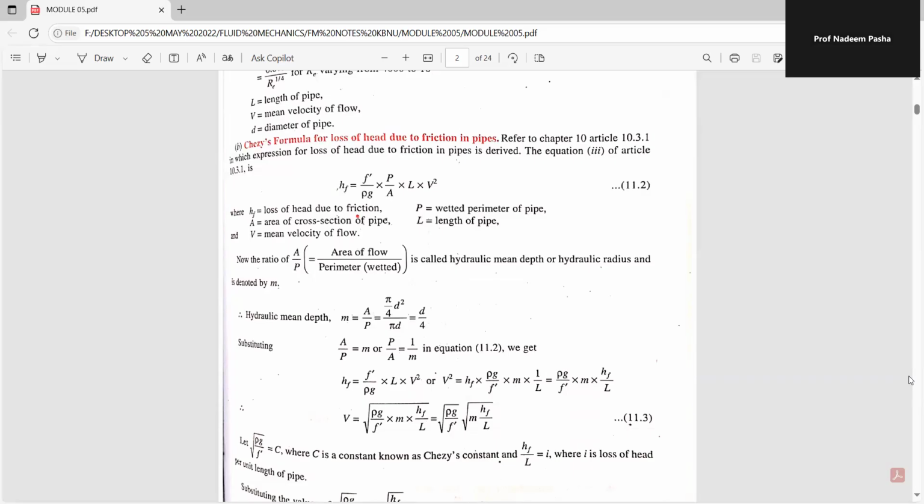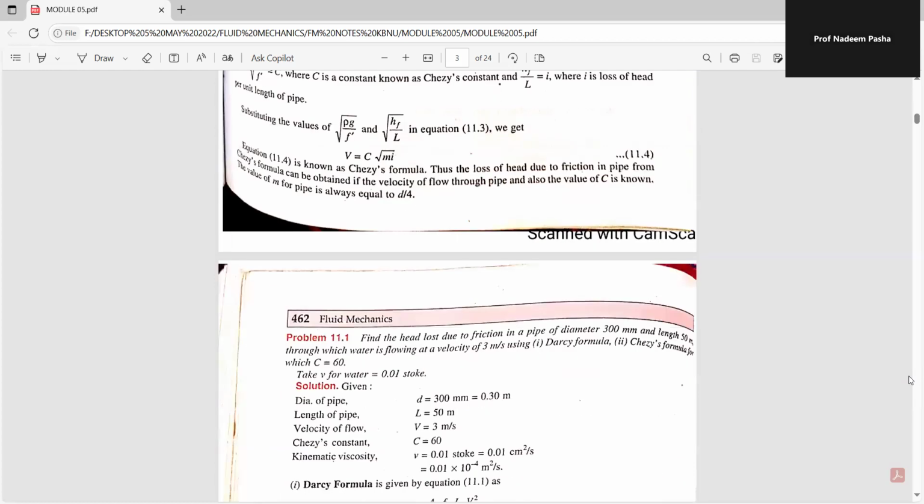Let under root rho g by f dash be equal to C, where C is a constant known as Chezy's constant, and hf by L is equal to i, where i is the loss of head per unit length of pipe. So substituting this value, what will we get? Substituting the value of rho g by f dash and hf by L in equation 11.3, we get equation 11.4, that is V equal to C into under root m i. This equation is known as Chezy's formula. Here C is known as Chezy's constant. The value of m for a pipe is always equal to D by 4.